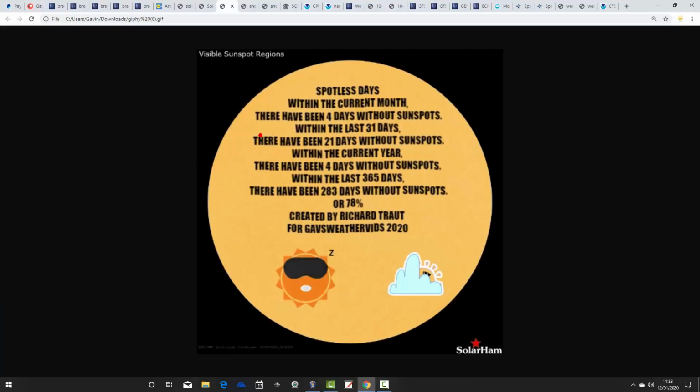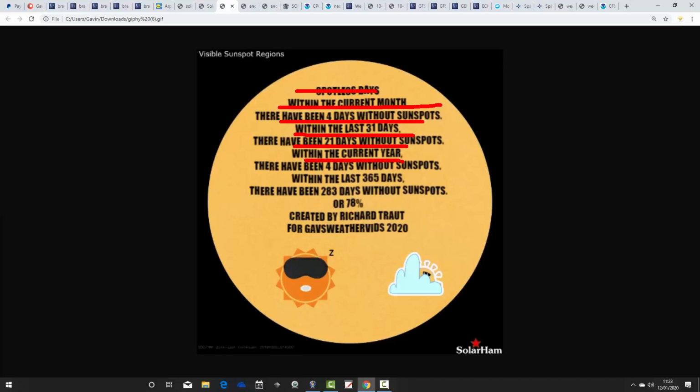So, of course, we're very early on in the year. We're only 12 days in. But so far, within the current month, we have had 4 days without sunspots. Within the last 31 days, we have 21 days without sunspots. Within the current year, 2020, there have only been 4 days without sunspots.